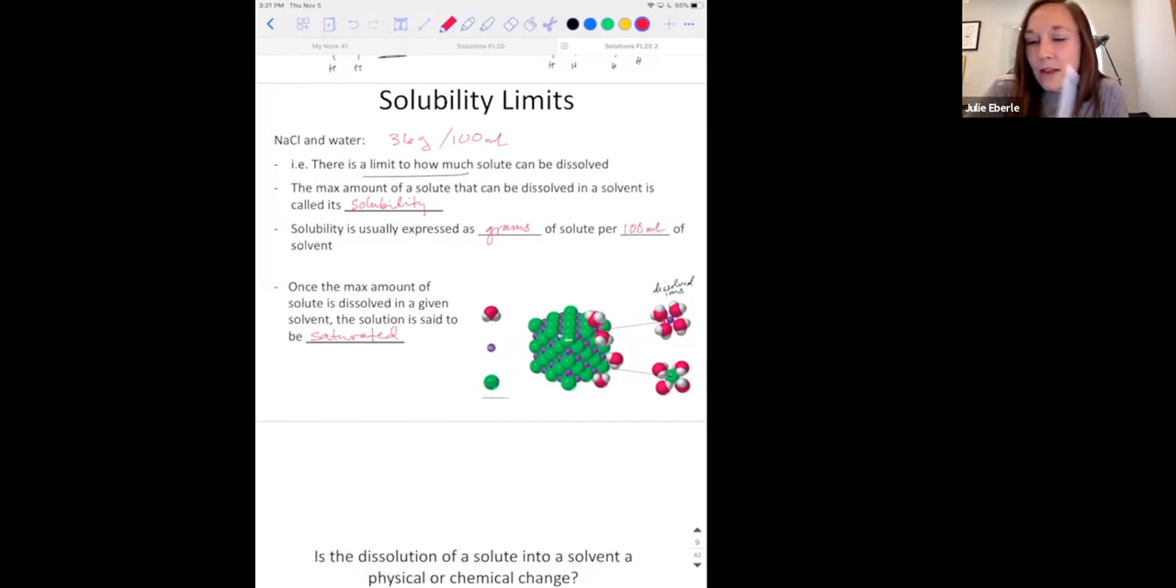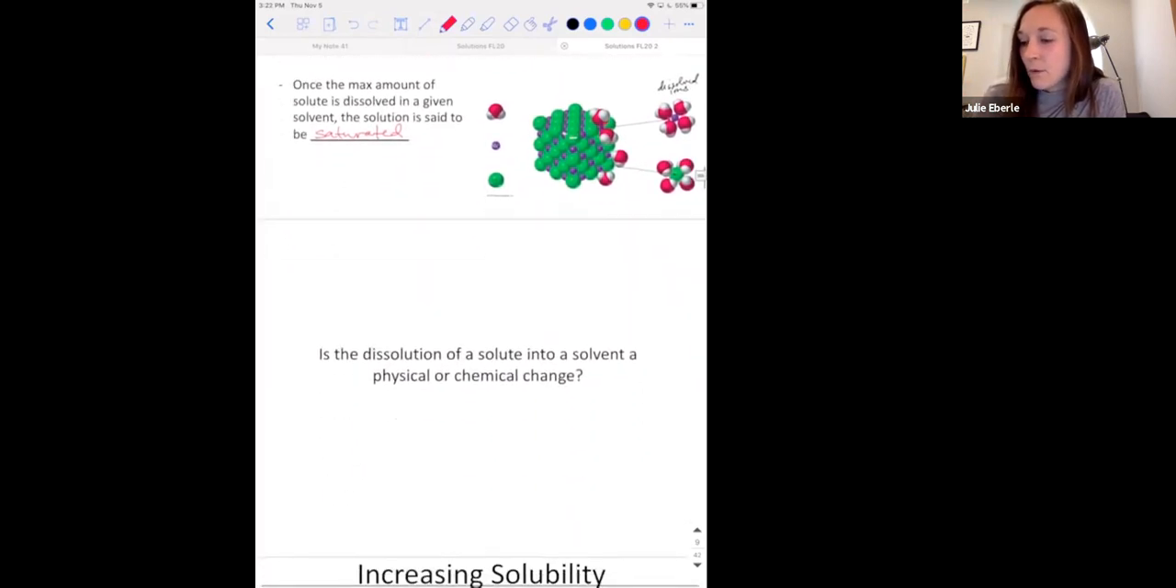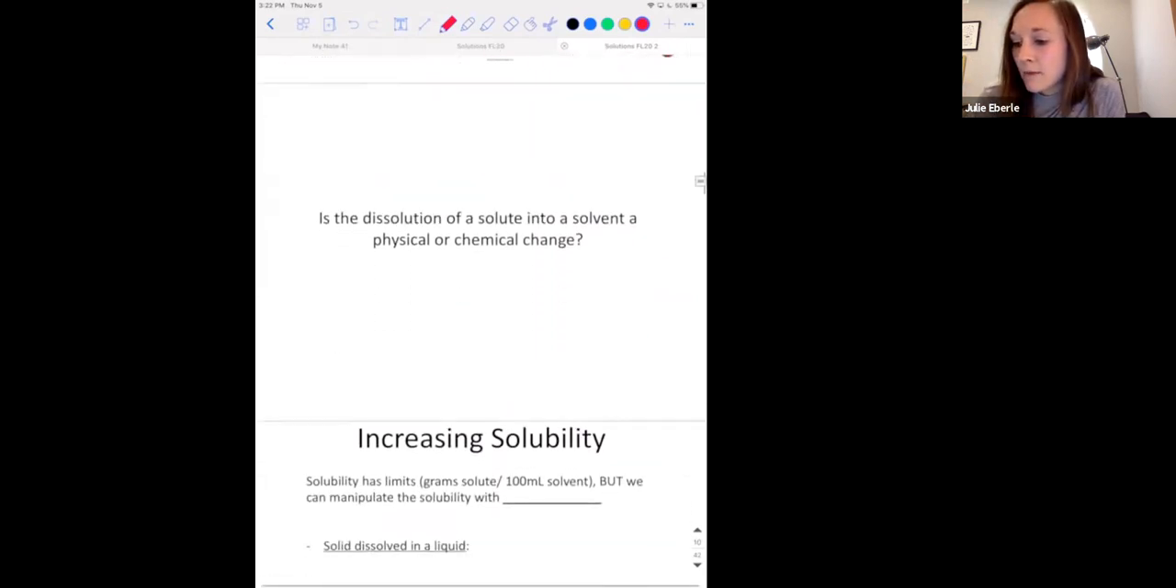So honey's a good example because there's so much sugar. It's a very super saturated solution, actually, with sugar being the solute that's dissolved in the honey. We're actually going to talk about how you can bend solubility limits, because to every rule in chemistry there's always a way to break them, or bend them.